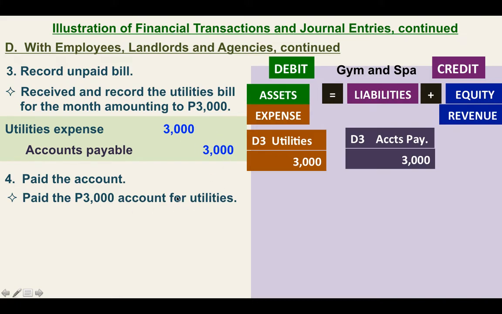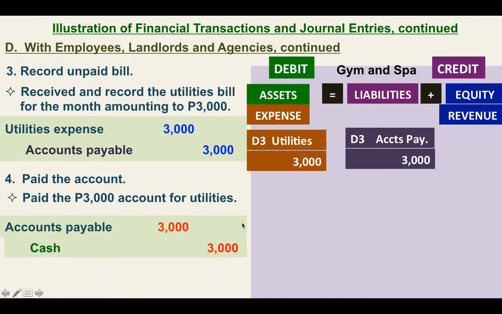So this transaction is related to number 3. We are paying this 3,000. So in this case, what did we receive? We receive a reduction of our accounts payable. So we are debiting accounts payable to reduce our obligation or our liability. And because we paid, we give cash as payment.